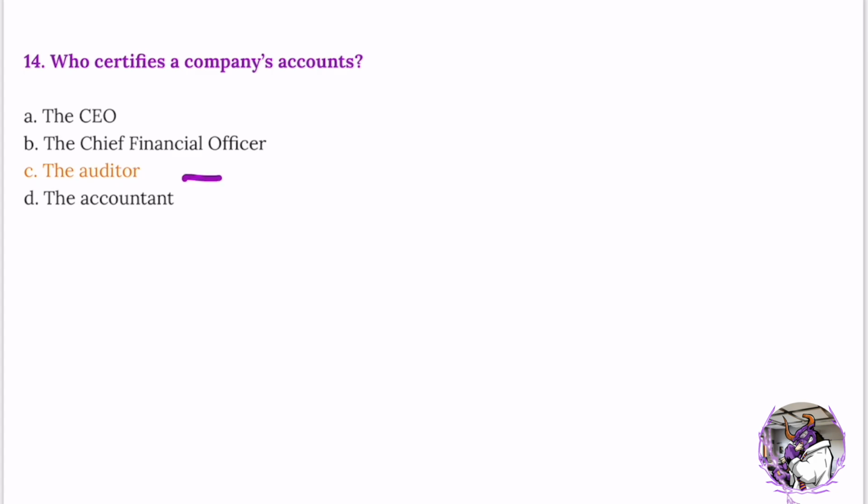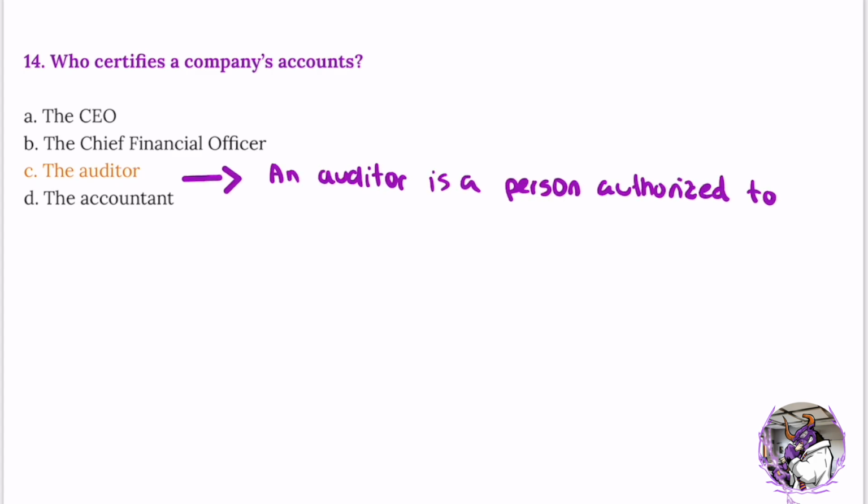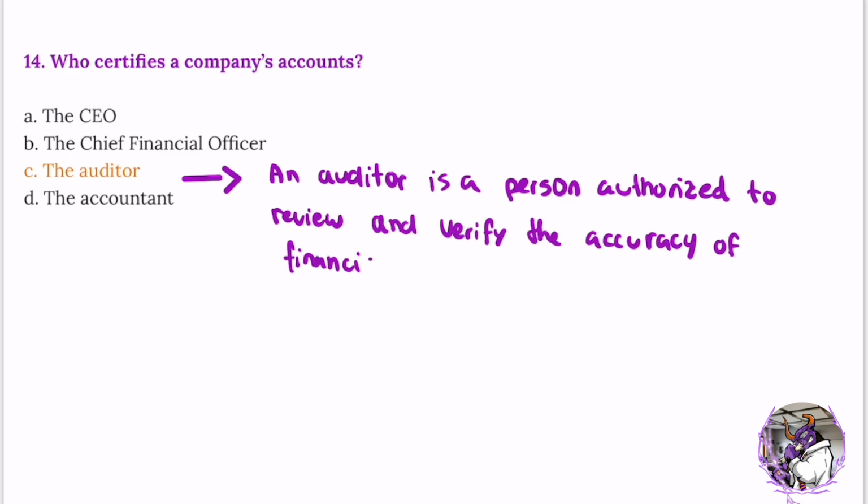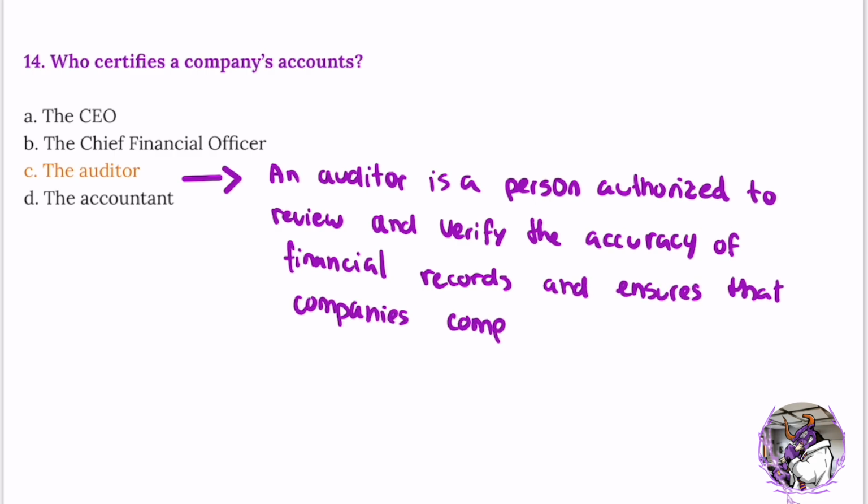Question 14. Who certifies a company's accounts? So the answer is letter C, the auditor, because he is authorized to review and verify the accuracy of financial records and ensures that companies comply with the tax law.